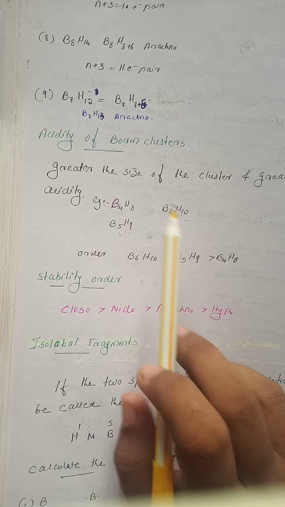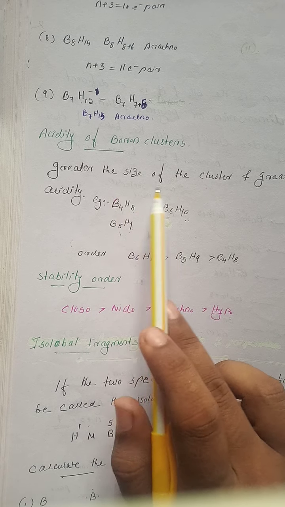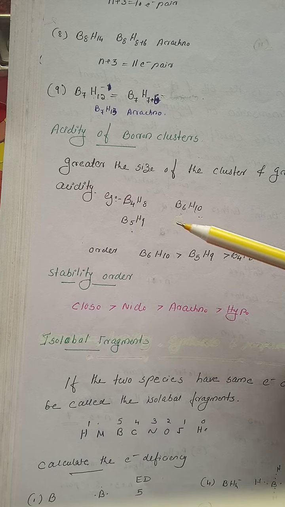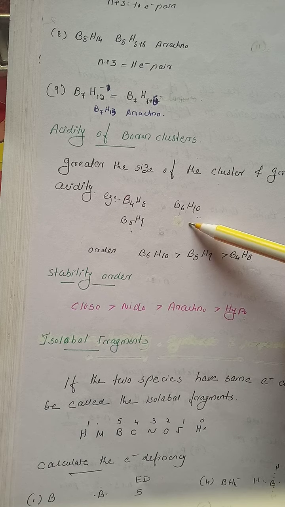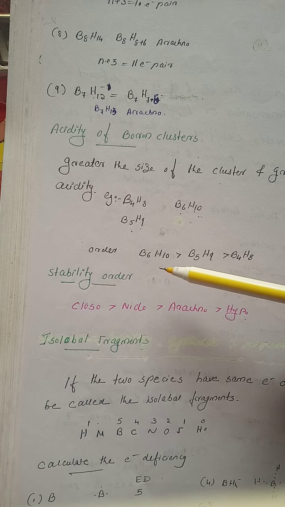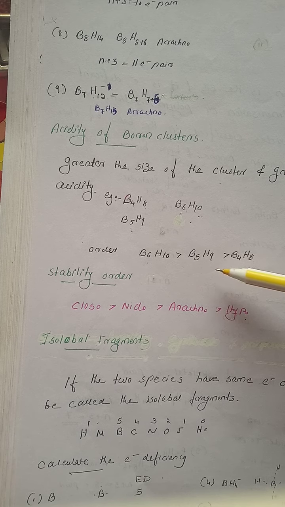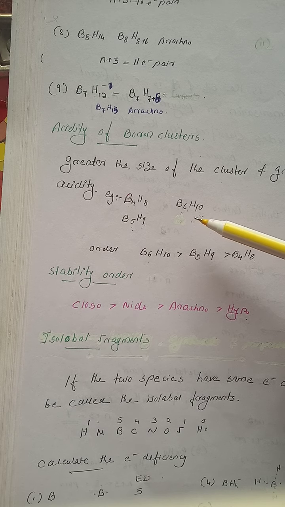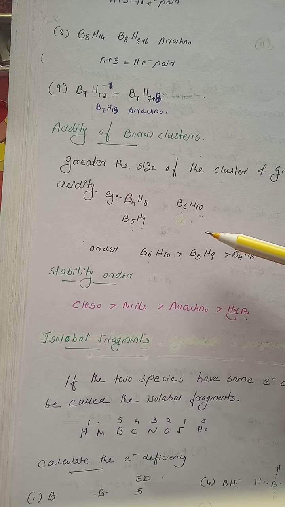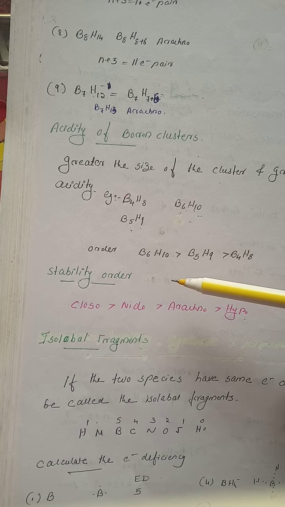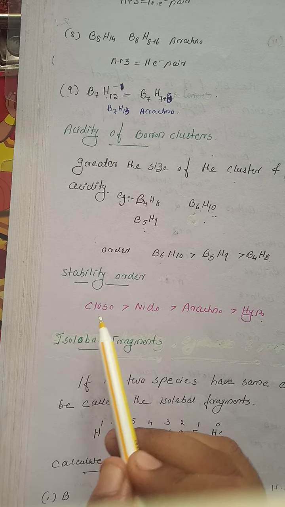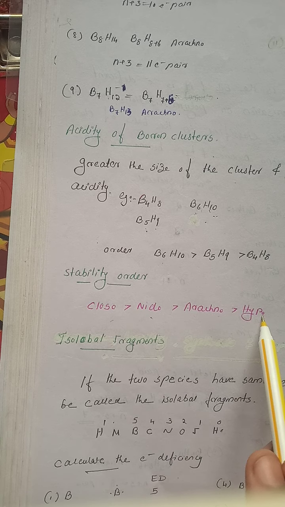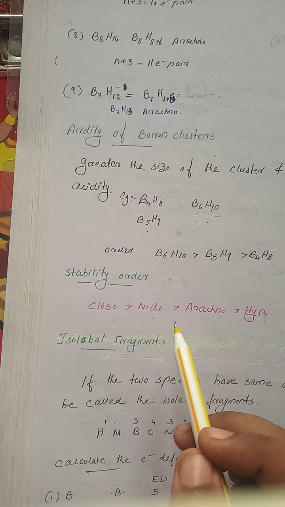Now we are discussing the acidity of boron clusters. Greater the size of the cluster, greater will be the acidity. For example, B4H8, B5H9 and B6H10 are given, and the order will be B6H10 greater than B5H9 greater than B4H8. That is, greater the number of boron atoms, greater the size of the cluster, and greater will be the acidity. And moving on to the stability order, closo boranes are more stable than nido, arachno and hypo. This is the order.